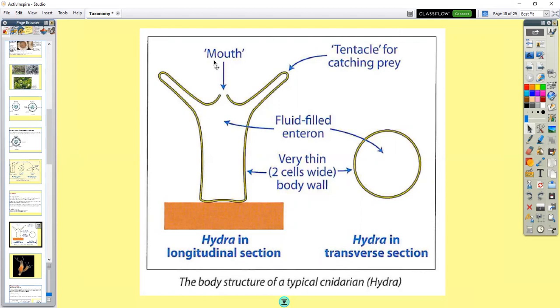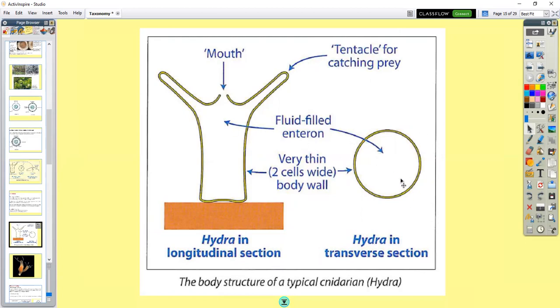They only have one opening, so any food that passes in, with the use of these tentacles, can be used to catch the food and bring it to the mouth. Any food which passes in is broken down inside the Hydra. Any waste then leaves by the same opening. Okay, and that's looking from above.